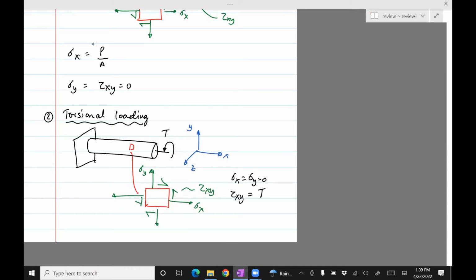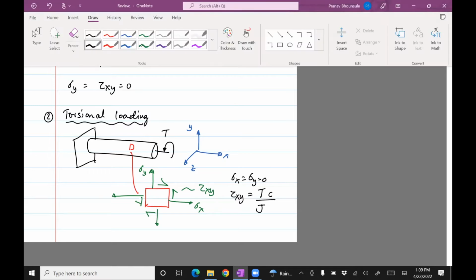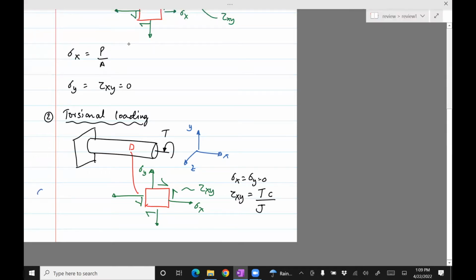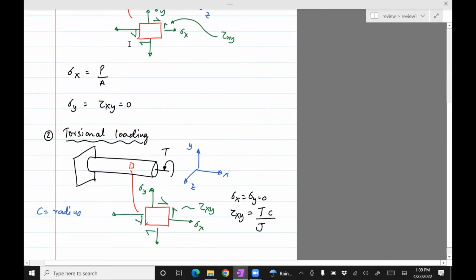and that happens to be non-zero because the torque leads to shear, and the shear stress in this case is T times C divided by J. Or if you like, I think I use C as a notation for radius. C is radius, T is the torque, J is the polar moment of inertia, which will be given.